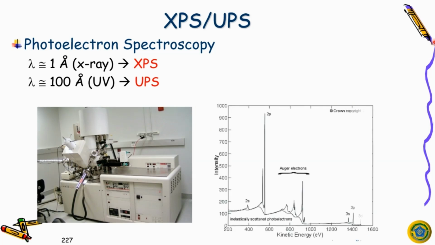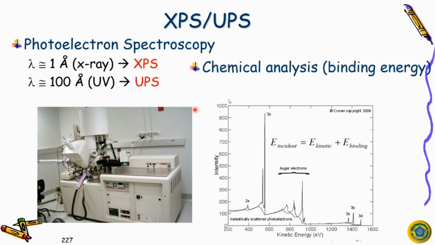And what kind of information can you get? The information you can get is this. You know the electron in 2p orbital and electron in 2s orbital, electron in 3p, 3s orbital and electron in 3d orbital, it looks like this. This is kinetic energy and intensities. So you can identify where the electron came from and what kind of element this is. So this is called chemical analysis.